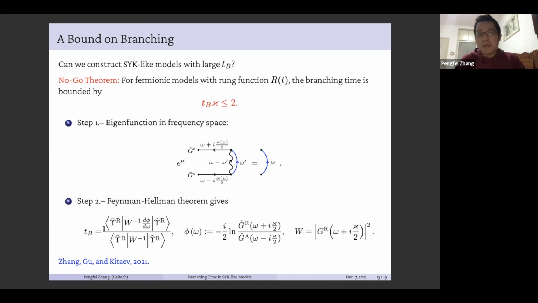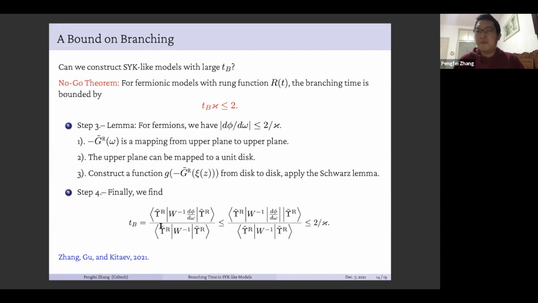So one can derive a relation that the branching time can be written in terms of the expectation value of the phase winding. This phi is in fact the phase of the retarded Green's function, and this d phi d omega is the phase winding of the retarded Green's function. So if we want to really determine some bound for the branching time, we just need to find some bound for the phase winding of the retarded Green's function.